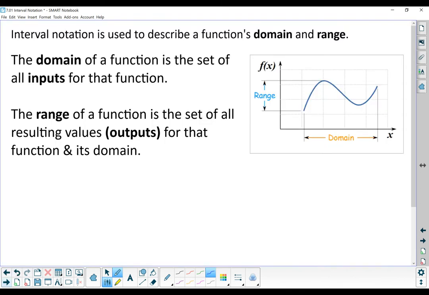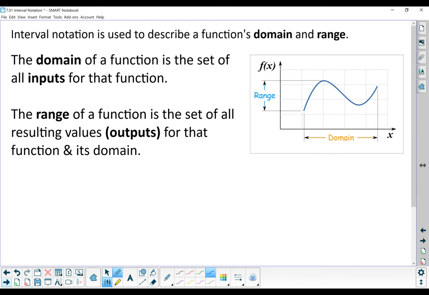So the reason that you learn interval notation in Math 2 is because we are going to be starting graphs, and interval notation is used to describe a function's domain and range. You've probably talked about domain and range before in your classes, but you may not remember them.